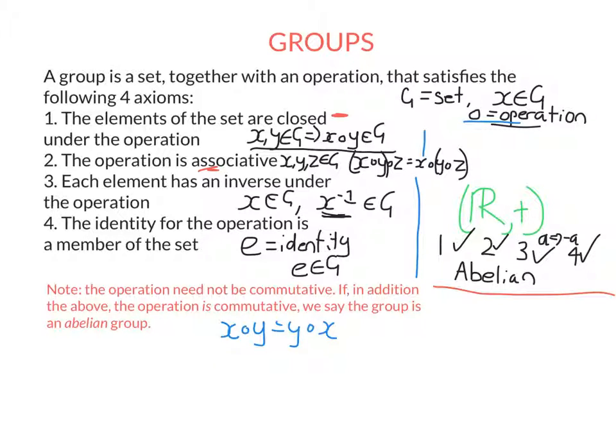So let's look at the real numbers under other operations. Let's look at the set of real numbers under, say, subtraction. So this actually does not form a group. So why does it not? Well, the first axiom is satisfied. If you subtract any two real numbers, you get another real number. So that's fine. But the second one actually fails.